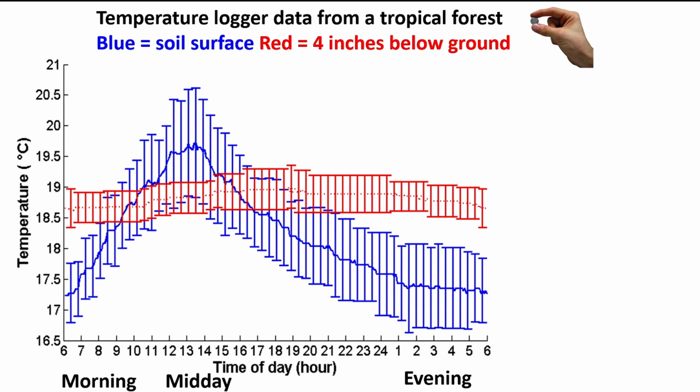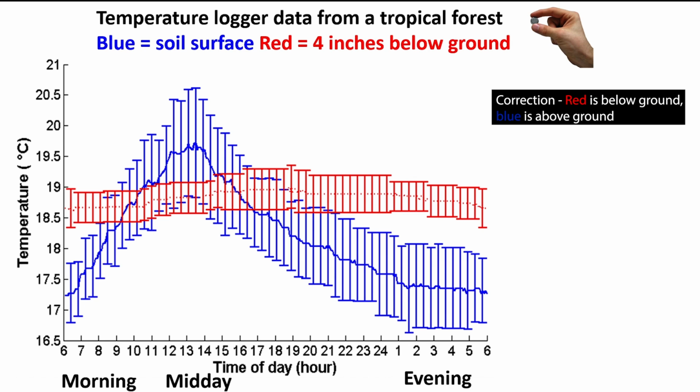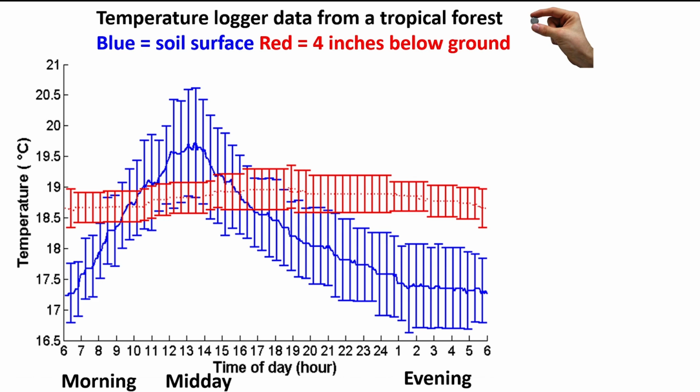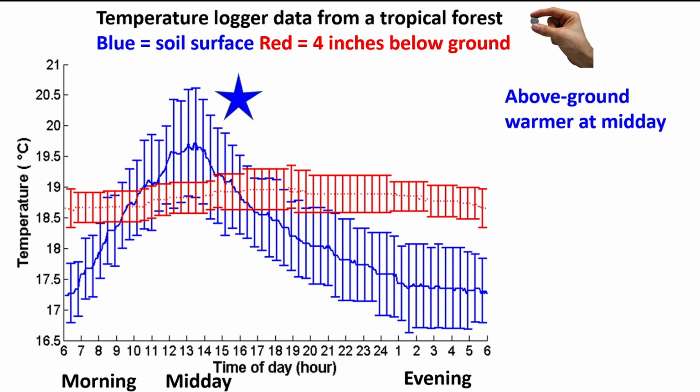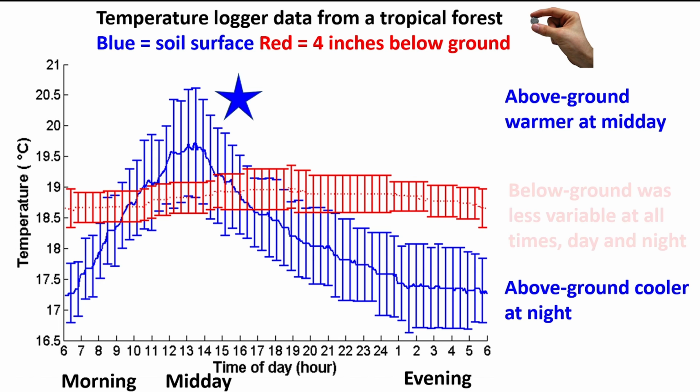And the way to read this graph, we're looking on the x-axis across the course of a day, and we're going to look at the ranges and the average temperatures that were collected by data loggers that were placed on the soil surface. So those are the red parts of the graph, and about 4 inches underground, that's the blue parts of the graph. And what you'll notice is, particularly in the middle of the afternoon, the maximum temperatures above ground are warmer, and the minimum temperatures in the evening above ground are cooler, but the below ground environment is less variable at all times of day and night.